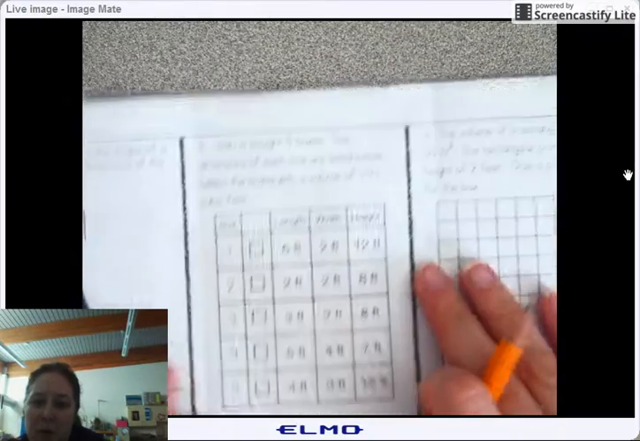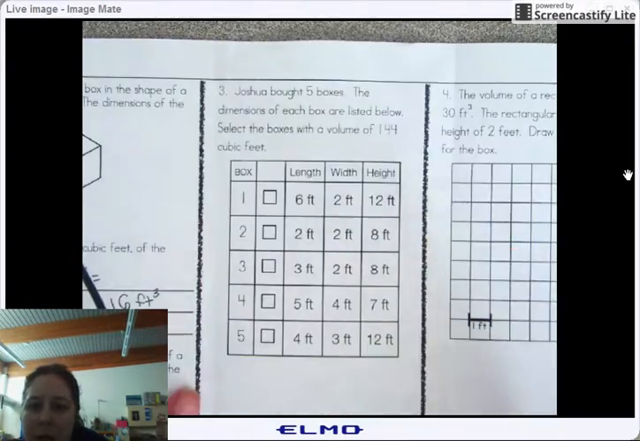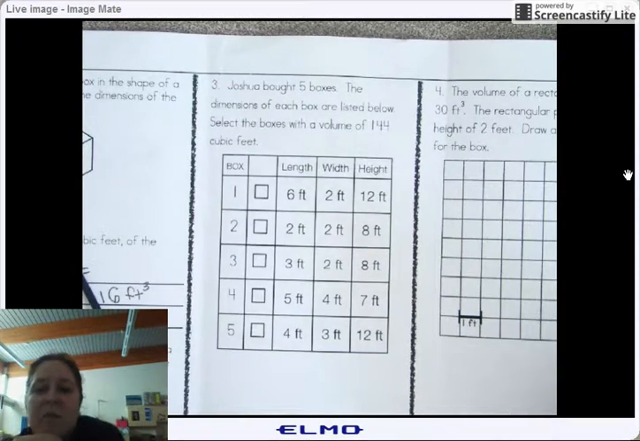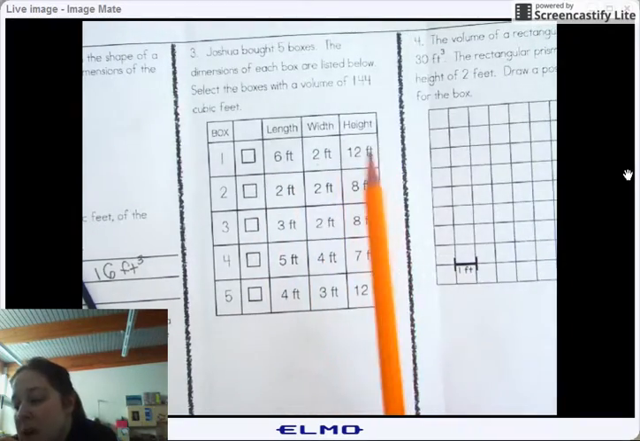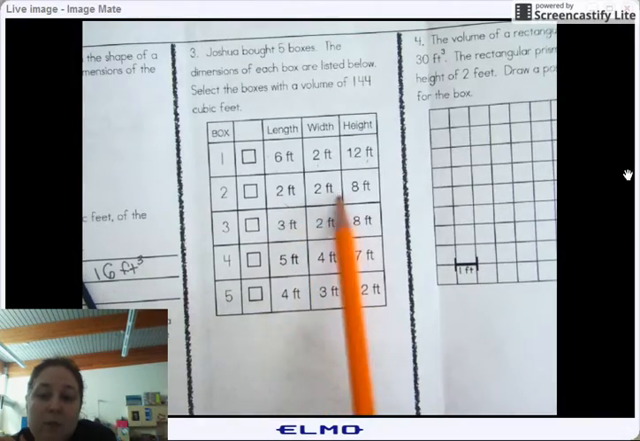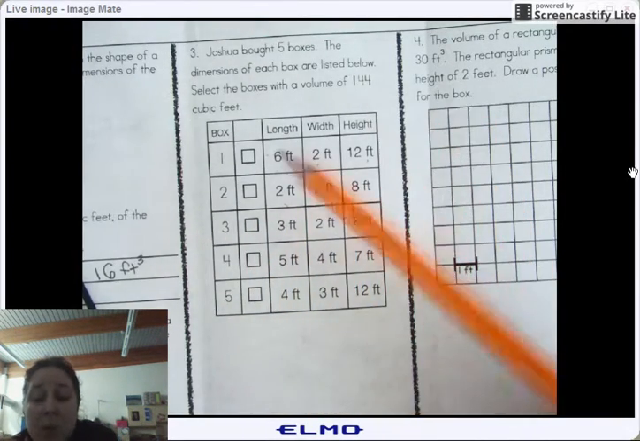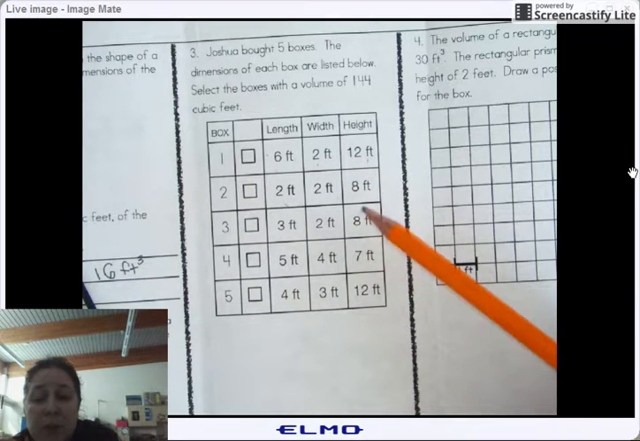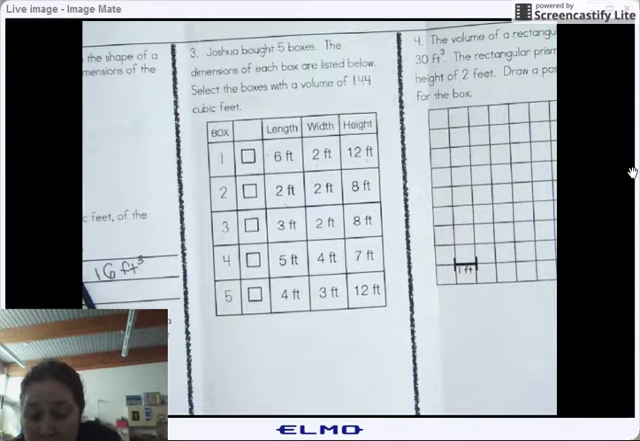Okay. Number 3, Joshua has 5 boxes. The dimensions of the boxes are listed below. Select the boxes with the volume of 144 cubic feet. So once again, you're just going to take 6 times 2 times 12, see if it gets 144. Take 2 times 2 times 8 and see if you get 144, and so on. So you're going to take a moment and solve this, and then on Edpuzzle, you're going to check off the ones that equal 144.